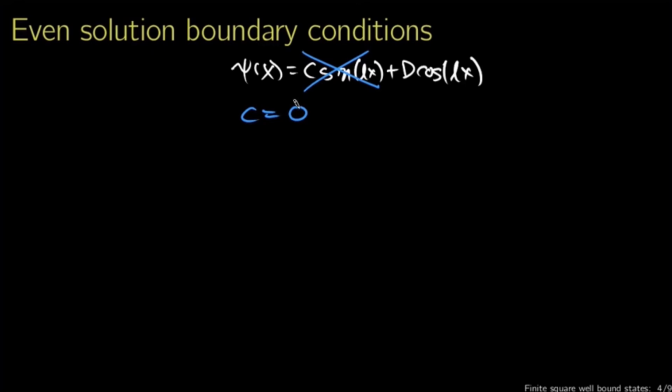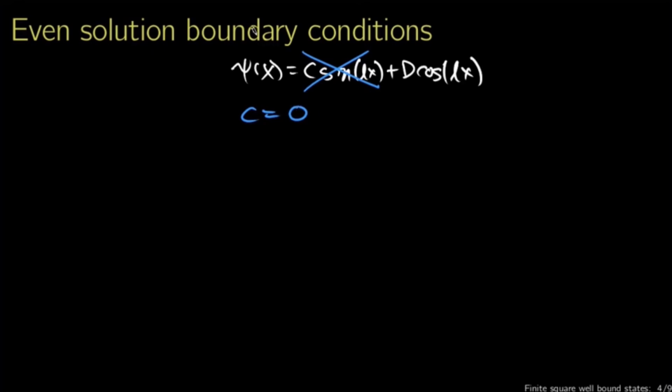So what does that look like? If we're going to have an even solution, our solution in the central region, psi of x, was equal to c sine Lx plus d cosine Lx. Well, if we're going to have an even function for psi, we can't have any sine term. So the first thing we know on the basis of it being even is that c is equal to 0.